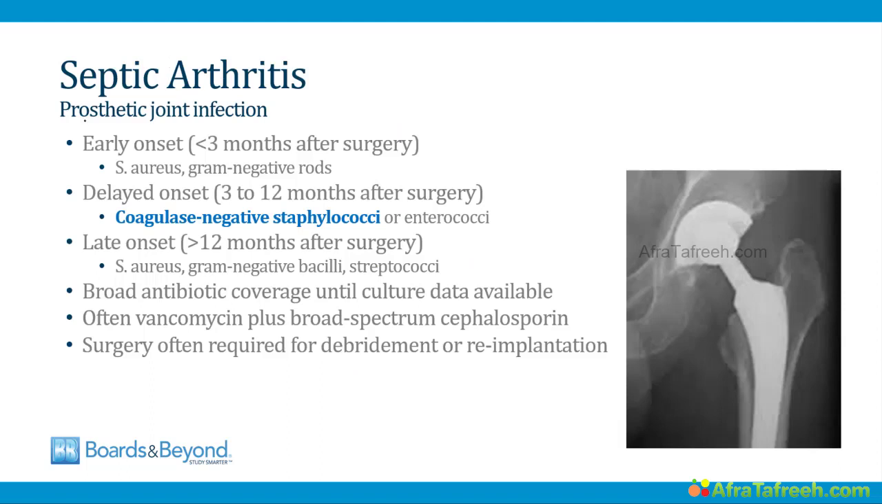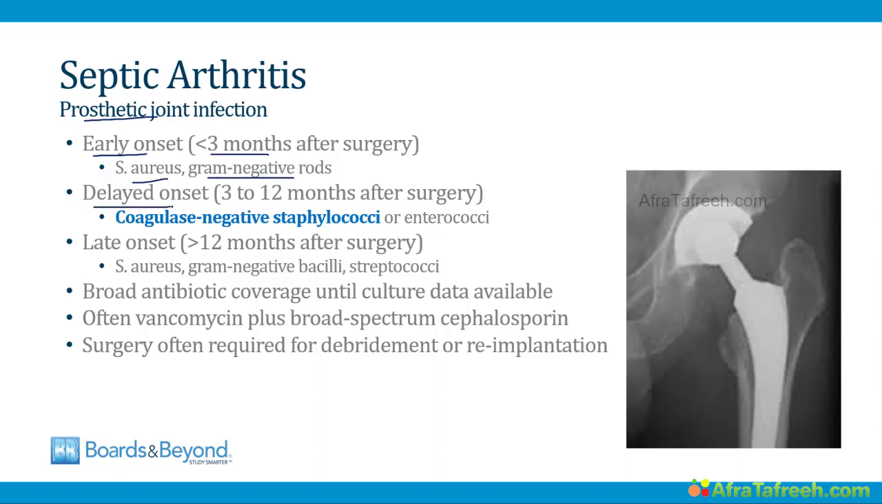Septic arthritis of a prosthetic joint is a special type of septic arthritis with unique microbiology. The bacteria that are involved depend on how soon the arthritis develops after surgery. Early onset septic arthritis, which is less than 3 months after surgery, is usually due to Staph aureus or gram-negative rods.